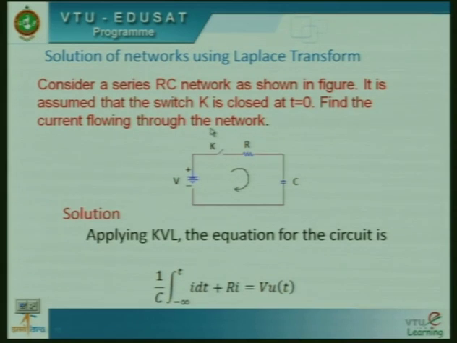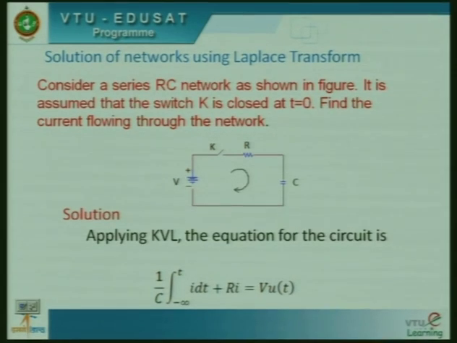So, our aim is to get the solution for I of t, the current flowing through the network. It is given that the switch is closed at t equal to 0. Let us assume that the circuit is under equilibrium condition before the closing of the switch, or in other words, I assume that this capacitor is an uncharged capacitor.